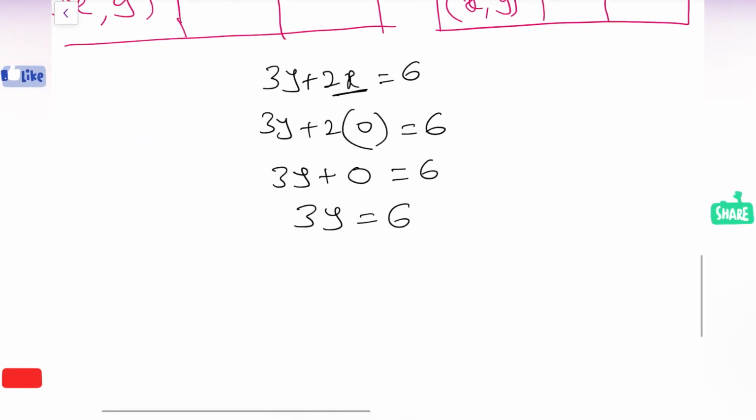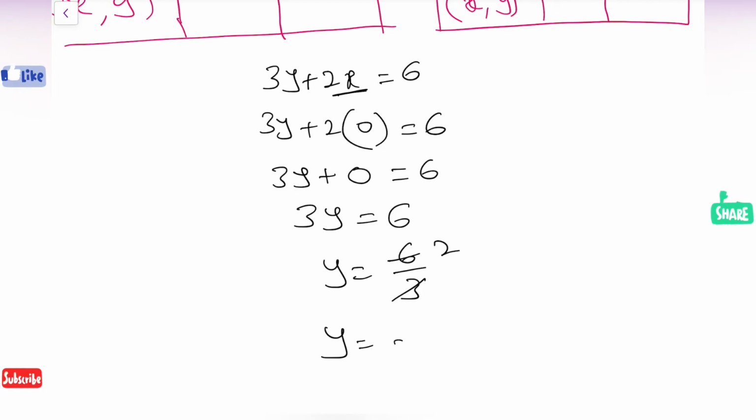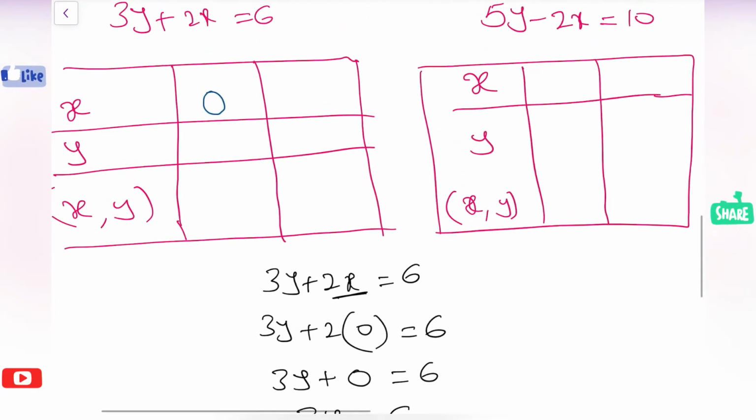So we want the y value, then y is equal to 6 by 3. That is nothing but 3 ones are 3, 3 twos are 6. So the y value is 2. When I substituted the x value as 0, we got the y value as 2. So that 2 I am writing here. X value 0, y value 2, that is nothing but 0 comma 2.